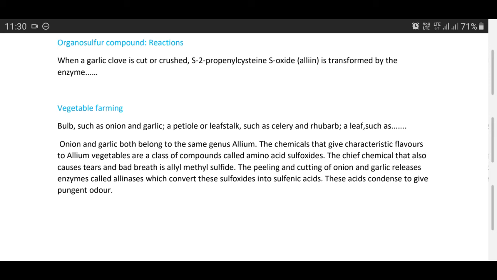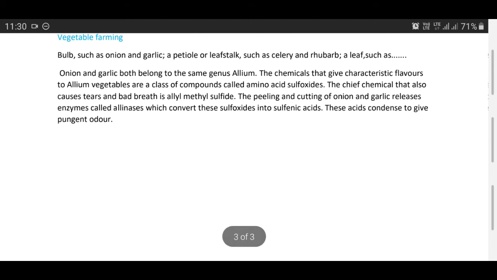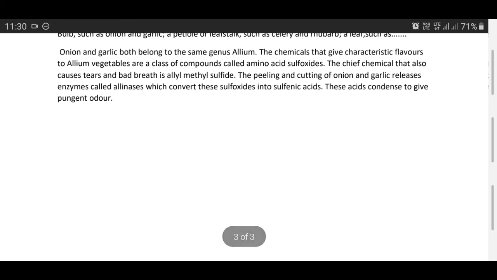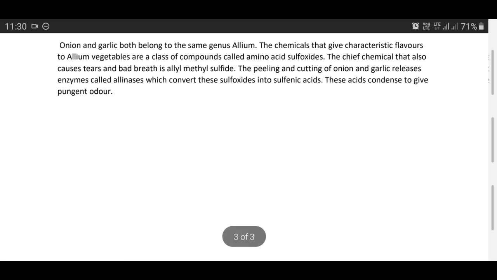Vegetable farming: bulbs such as onion and garlic; a petiole or leaf stalk such as celery and rhubarb. Onion and garlic both belong to the same genus Allium. The chemicals that give characteristic flavors to allium vegetables are a class of compounds called amino acid sulfoxides. The chief chemical that also causes tears and bad breath is methyl sulfide. The peeling and cutting of onion and garlic releases enzymes called alliinases, which convert these sulfoxides into sulfenic acids. These acids condense to give a pungent flavor.